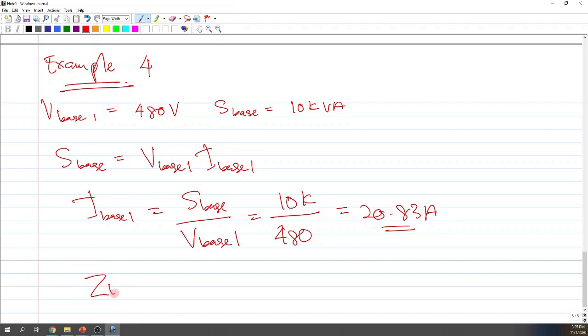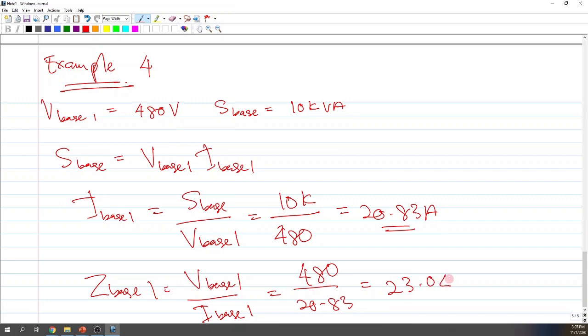Okay, so this is the I, and then the Z base. Z base 1. V equals IR, so Z base 1 equals V base 1 over I base 1, 480 divided by 20.83 equals 23.04 ohm. So we get the I base 1 and also the Z base 1.